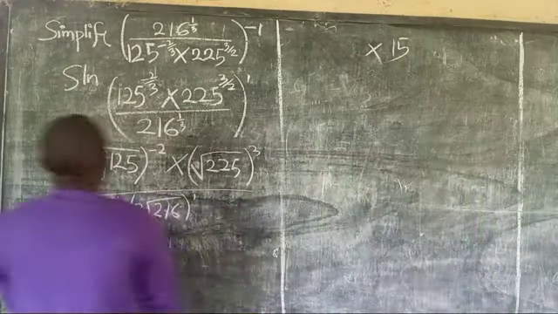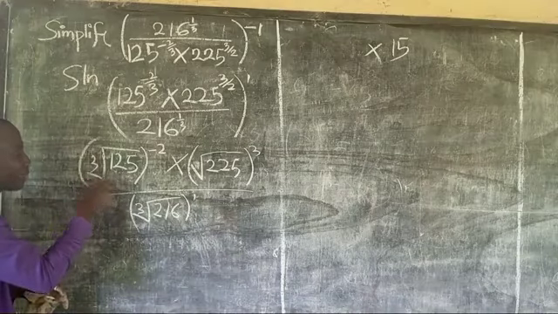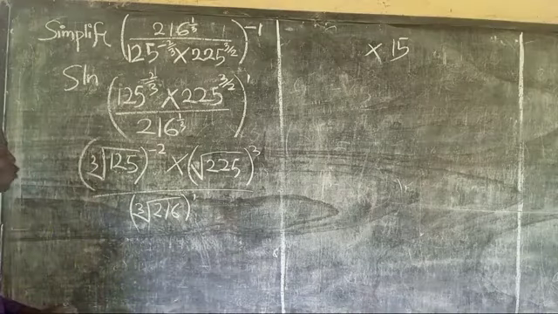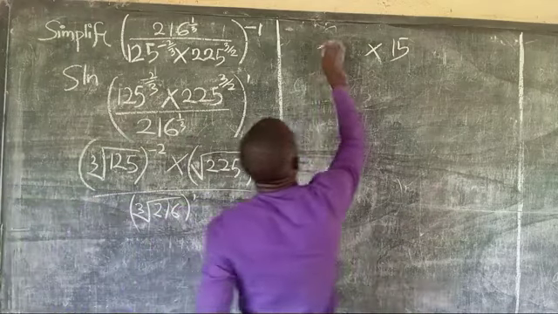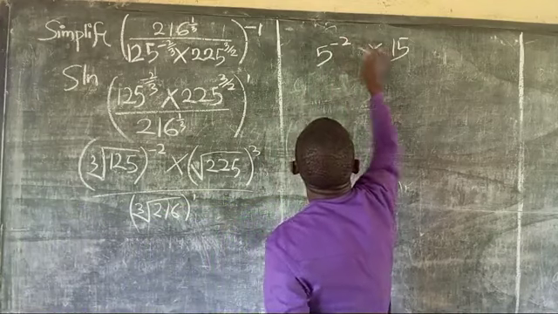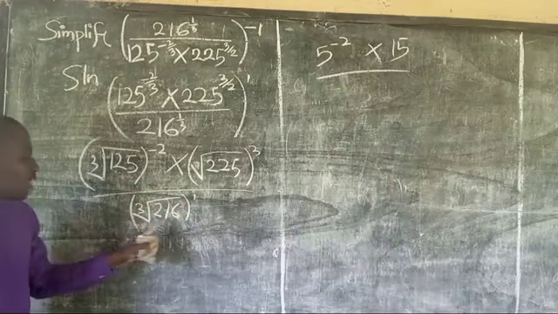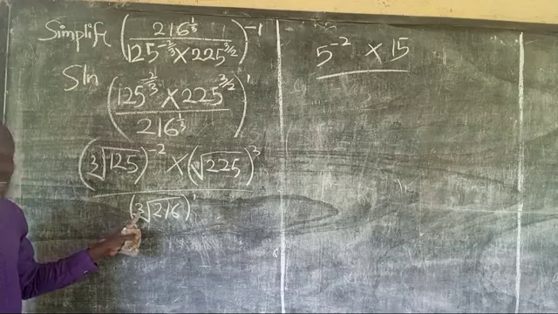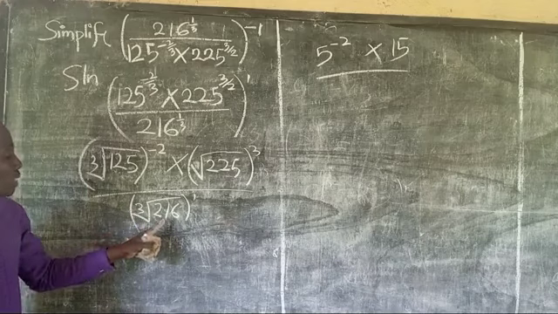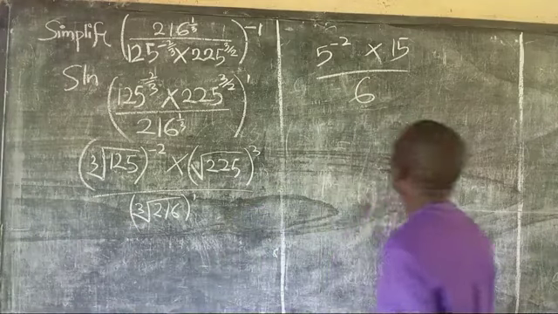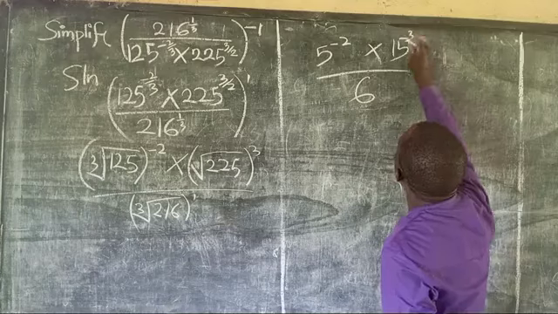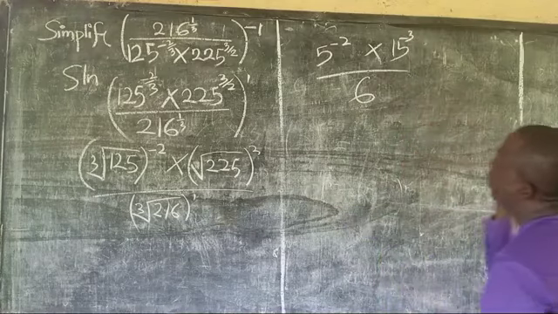And here, there's a certain number that when we multiply 3 times, it will give us 125, and that is 5. 5 times 5, 25. 5 times 25 is 125. So we're going to write 5 raised to power minus 2. Don't forget that minus 2. And here, a number we need to multiply 3 times to give us 216. That number is 6. You can check it out. Don't forget this raised to power 3. If you forget it, you get the wrong answer.